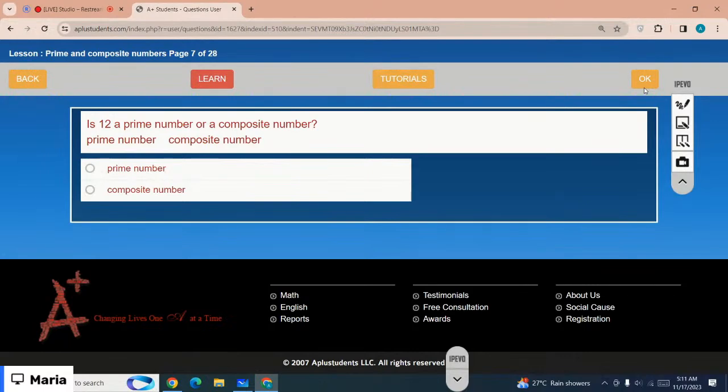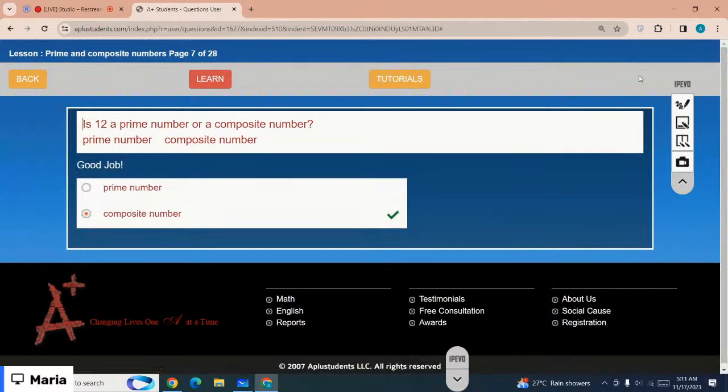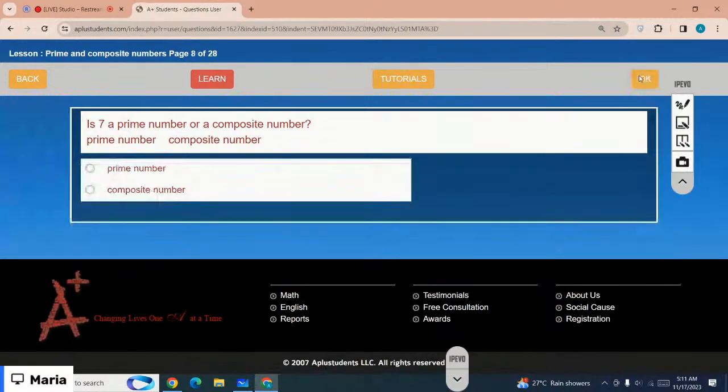Yes, 12 is a composite number, right? Because 2 times 6 makes 12 and 3 times 4 makes 12. So 12 is a composite number. Okay, you can complete the lesson by yourself later today.